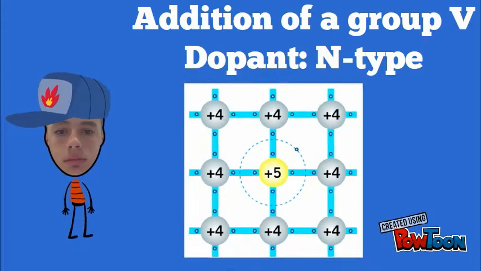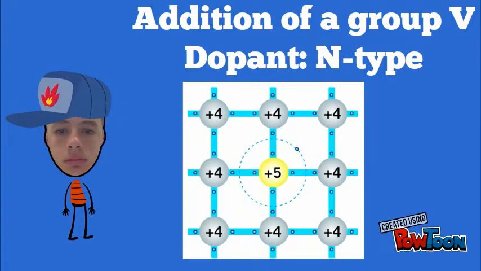Group 5 atoms have one more valence electron than group 4 atoms. When added, 4 of its 5 electrons form covalent bonds with adjacent atoms, and one remains unbonded. This electron can be easily promoted to the conduction band and act as a free charge carrier, increasing negative charge carrier density. This increases conductivity and reduces resistance. The majority of charge carriers in semiconductors doped with group 5 elements are negative, thus these semiconductors are n-type.